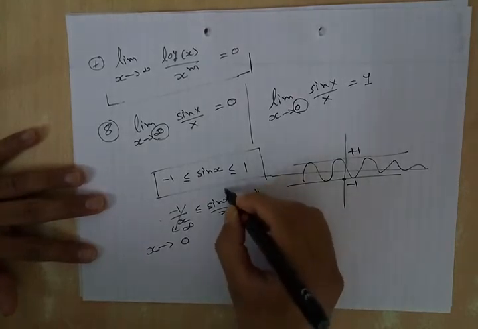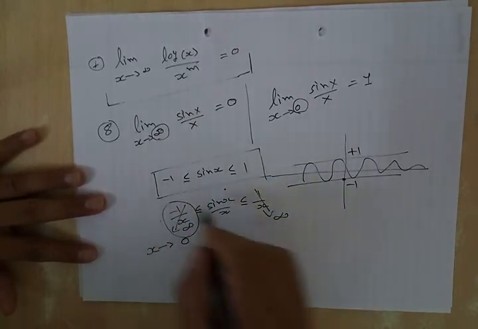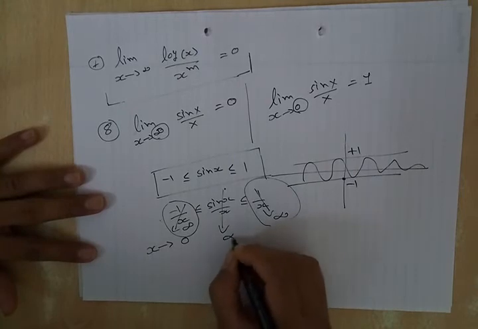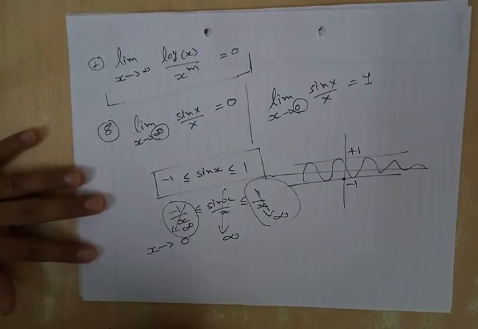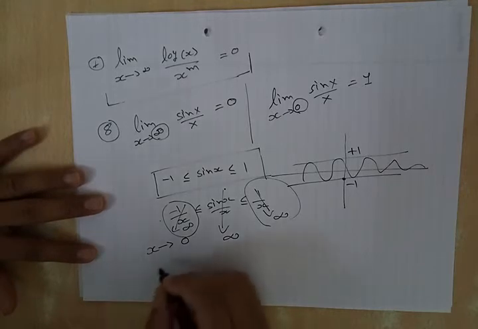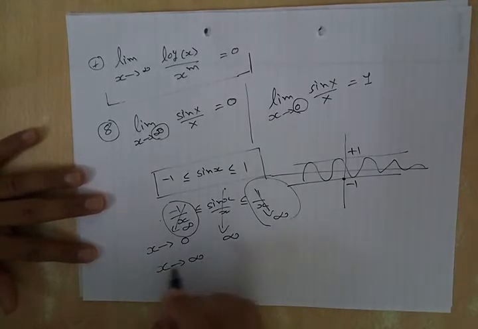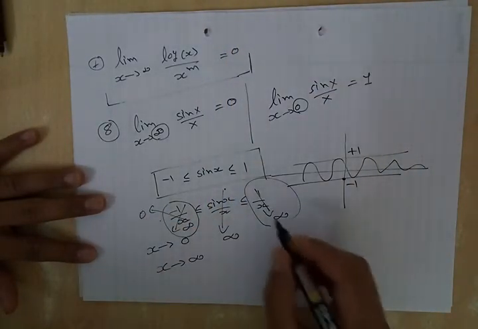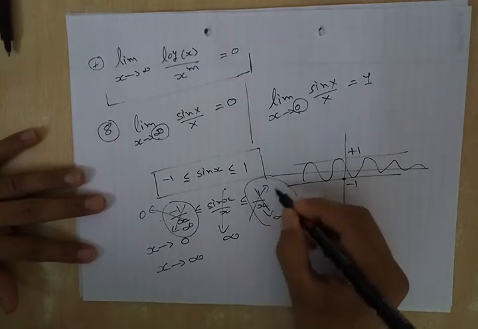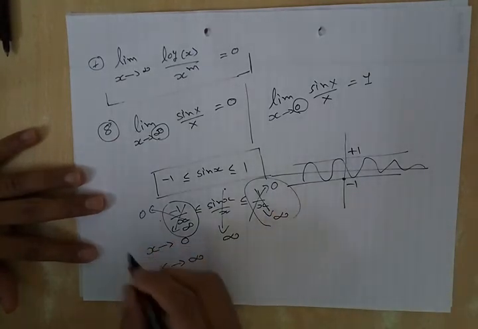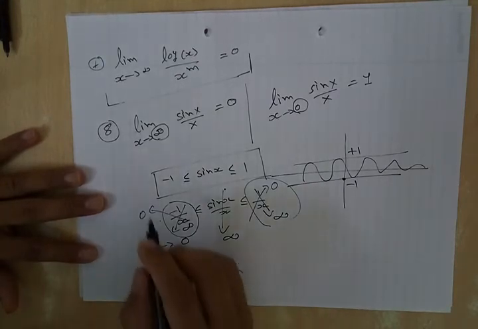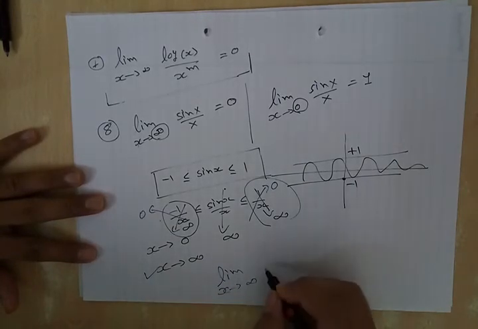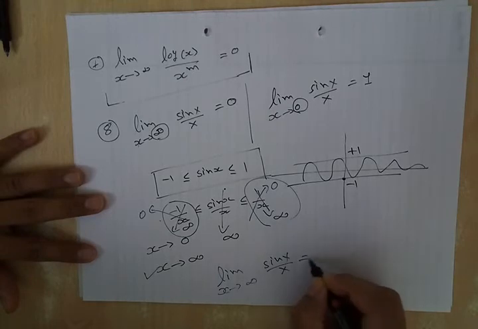Now as x approaches 0, this will approach infinity. This will also approach infinity. Hence, according to the sandwich rule, if the left hand side and right hand side both approach infinity, then this middle term will also approach infinity. And if x approaches infinity, this term will approach 0 and this term will also approach 0. Hence limit, here x is approaching infinity, so we will apply this result: sin x upon x is equal to 0.